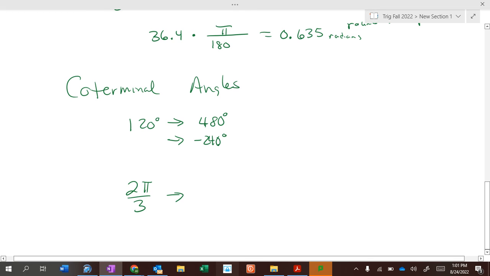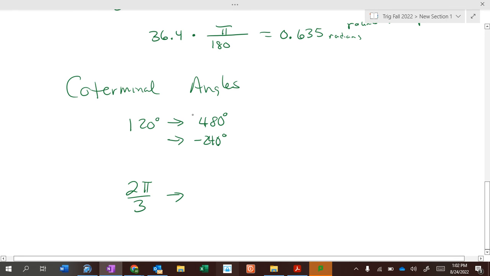What's coterminal with 2 pi over 3? We can't add 360 because that's different units. Just like adding inches to meters, you just don't do that. And we're not going to convert 2 pi over 3 to degrees to find coterminal angles. We're going to leave it in radians. How far is it around the circle in radians? What's one trip around the circle? How many radians is that? Well, it's 6.28 something radians, but let's keep it in terms of pi. 2 pi. Okay, it's 2 pi radians.